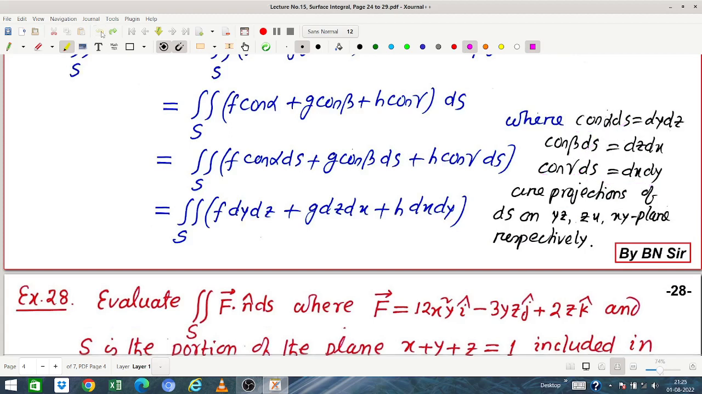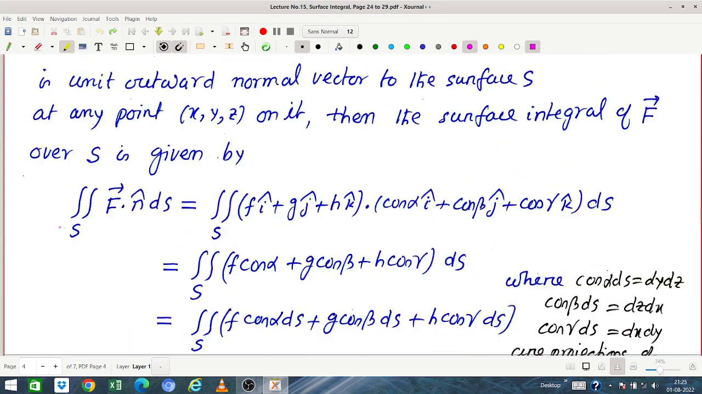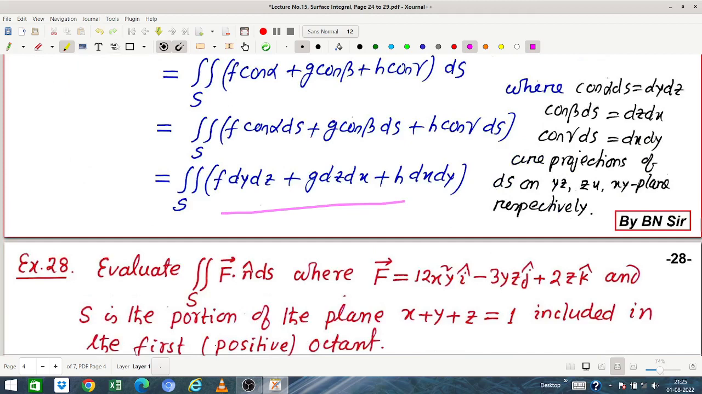This means the projection of the elementary surface area dS on the xy plane, zx plane, and yz plane. So cos alpha dS becomes dy dz, cos beta dS becomes dz dx, and cos gamma dS becomes dx dy. This is the Cartesian form of the surface integral. Here it is vector form, and this is Cartesian form.